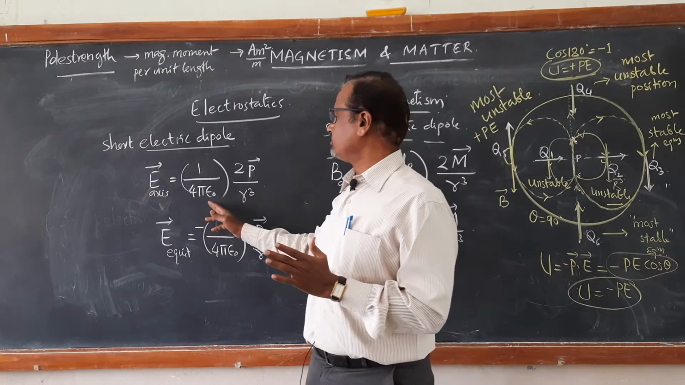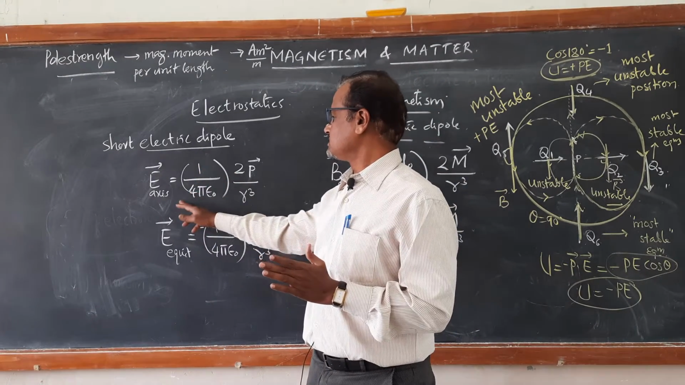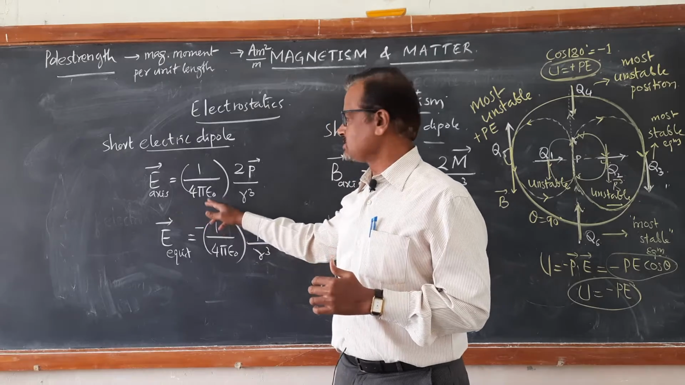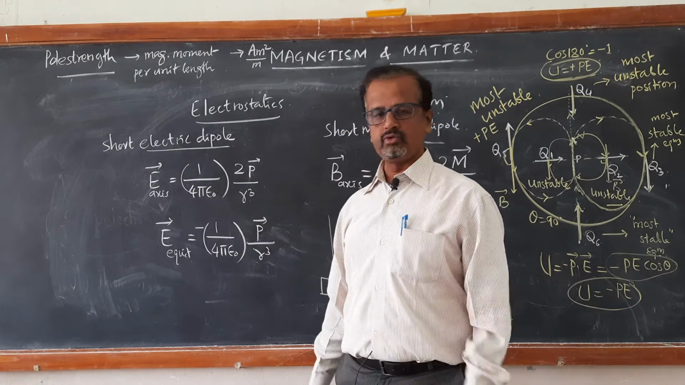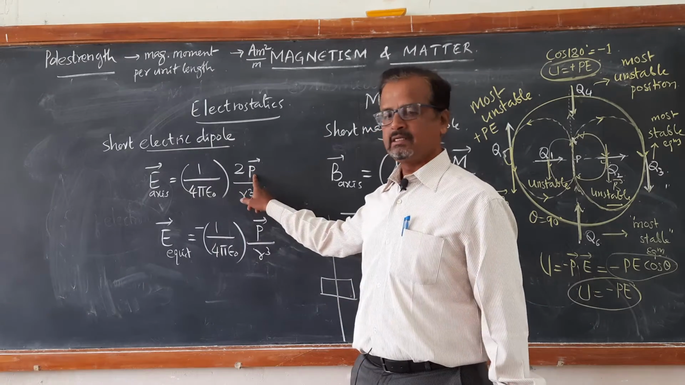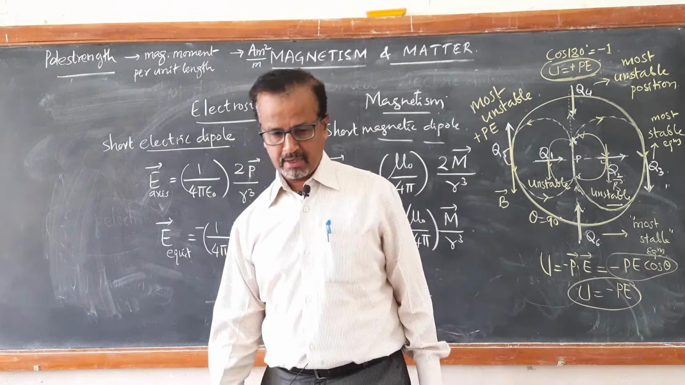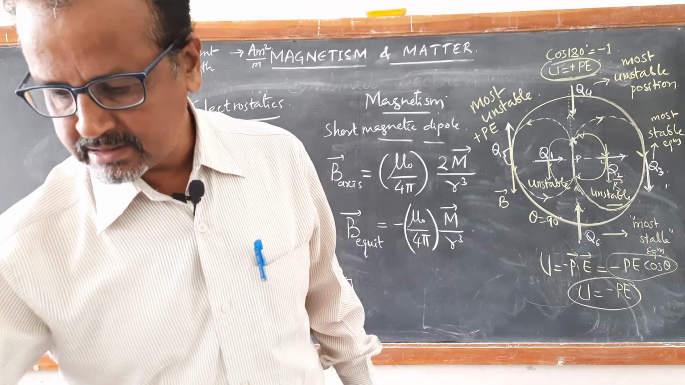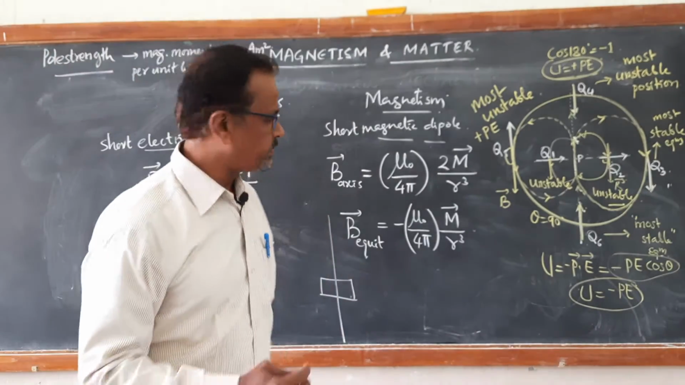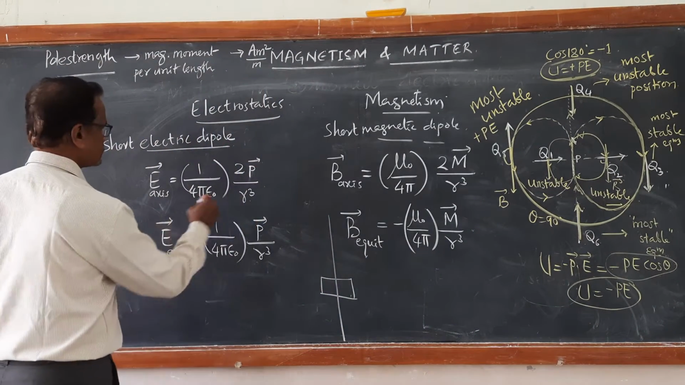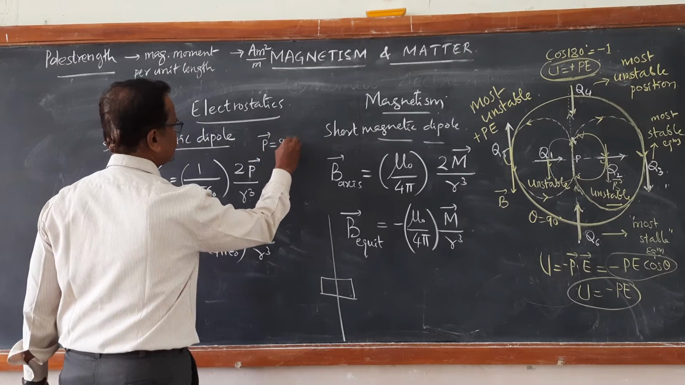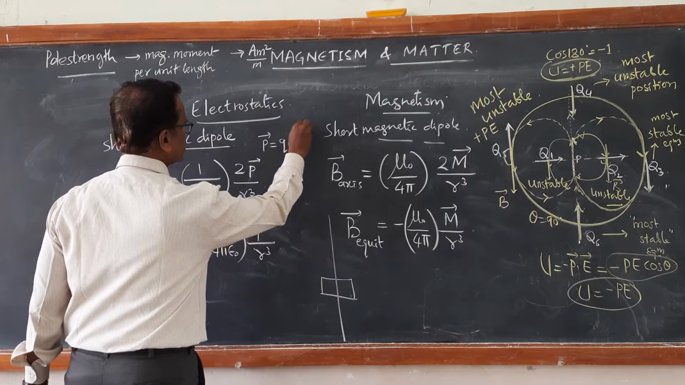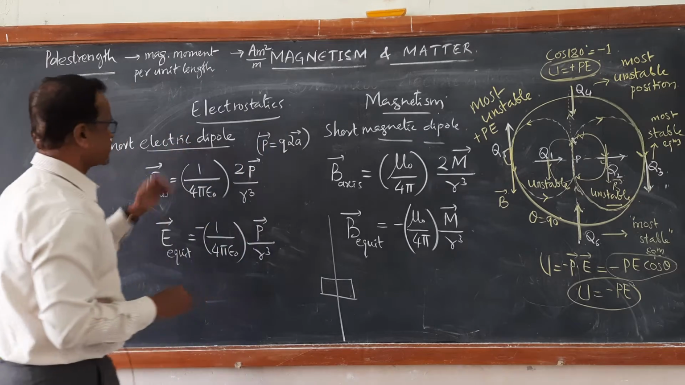The electric field due to a short dipole along the axis is given by 1 upon 4 pi epsilon naught, 2 p upon r cube, where p vector is the dipole moment. If you remember, the dipole moment p vector is equal to q into 2a vector. This is what we have learnt in electrostatics.